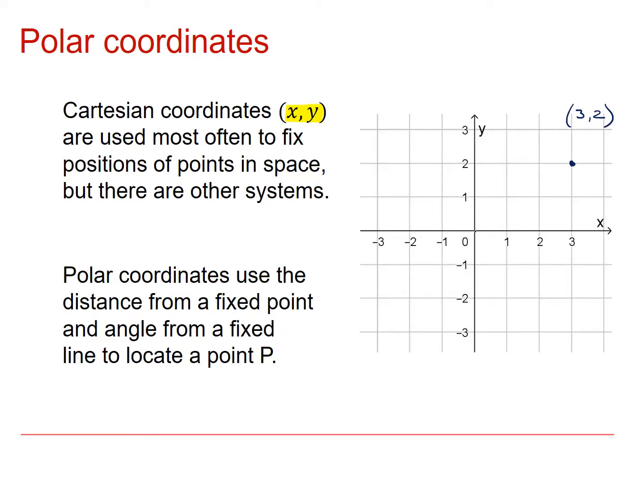However, there are other ways of defining the position of a point. I could use this line here, which has an angle with the positive x-axis, let's call that theta, and a length, let's call that r. And these two things together we call polar coordinates, defining the position of a fixed point P in terms of angle and distance.